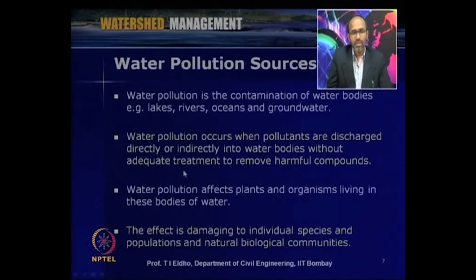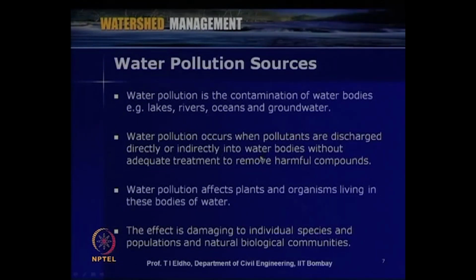And then this water pollution affects plants and organisms living in these bodies of water. The plants or aquatic life will be affected due to this pollution, or the water which is utilized by the plants for irrigation or other purposes will also be affected. So, the effect is damaging to individual species and populations and natural biological communities. So, we have to see that the water available is of good quality for the intended use.